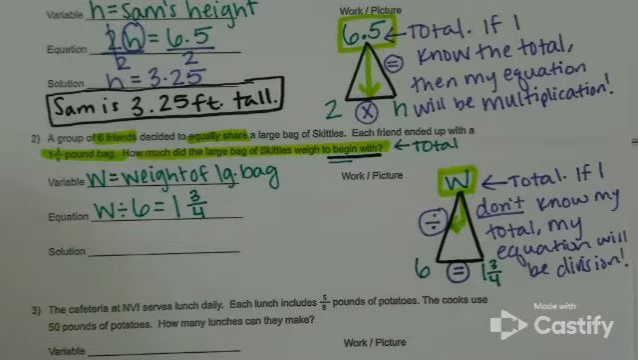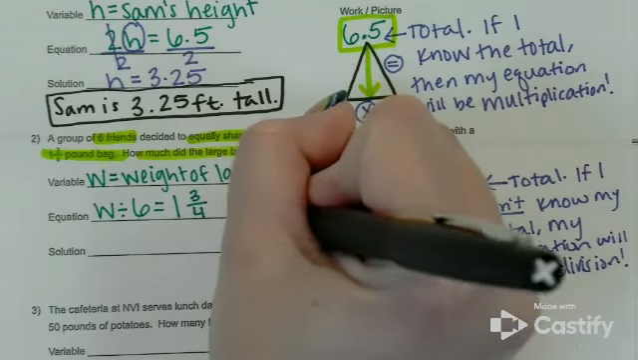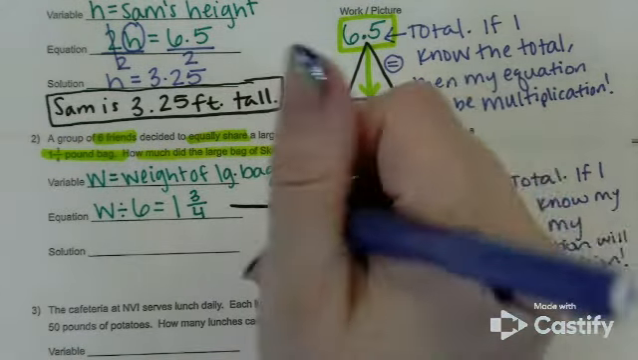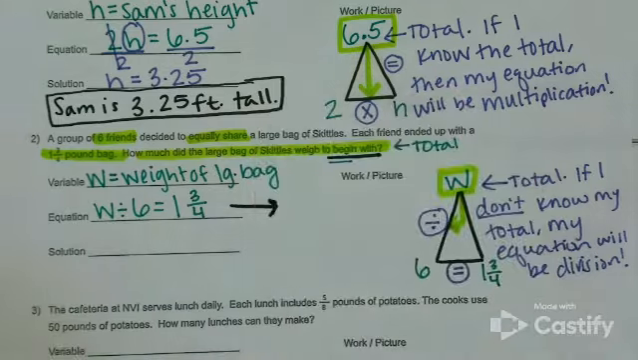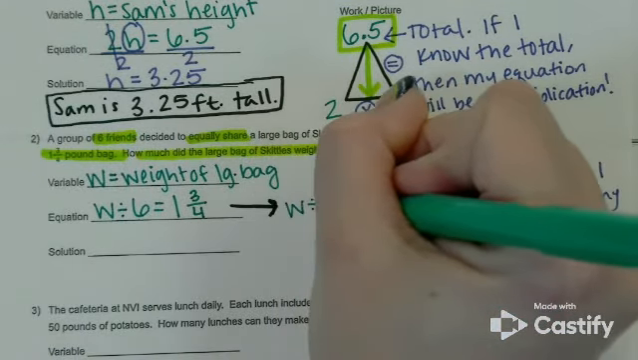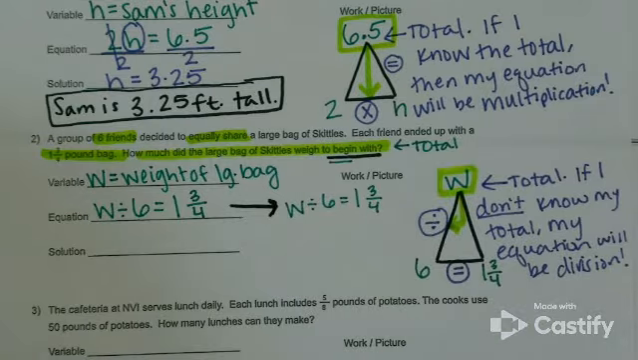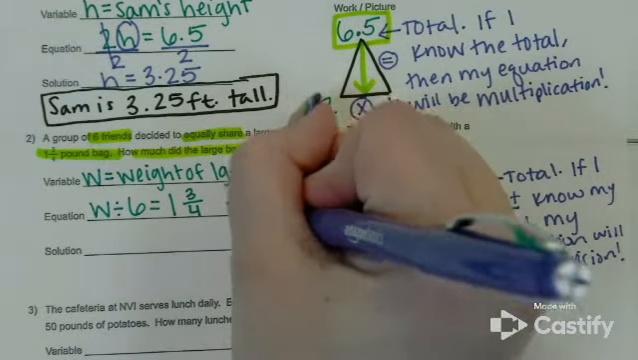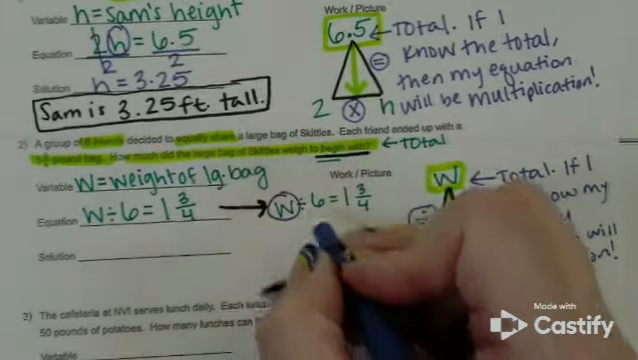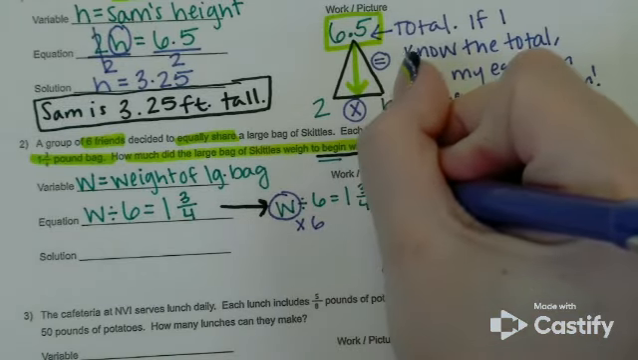Now, I'm going to move my equation over here so that I can do the work. Okay, so I have, again, W divided by 6 equals 1 3/4. The opposite of division, the thing I need to do to isolate my variable, is multiplication. So I'm going to multiply by 6. I'm going to do the same thing over here.